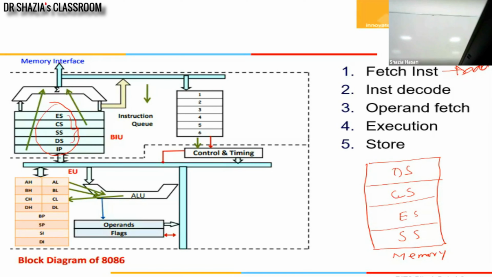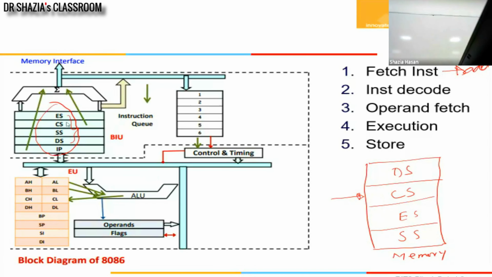First, I want to fetch the instruction. That means I have to go to the code segment and fetch my instruction. So I will be using the CS register with IP to generate the address and go to that specific address to fetch the instruction. This is how your BIU has some registers, called segment registers and a pointer, to generate a physical address, and from that address we fetch the instruction.